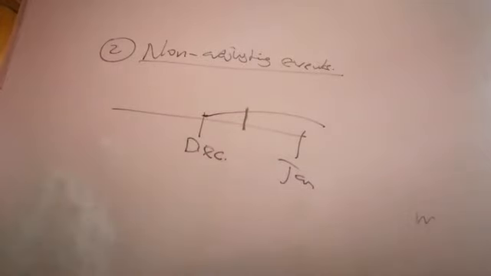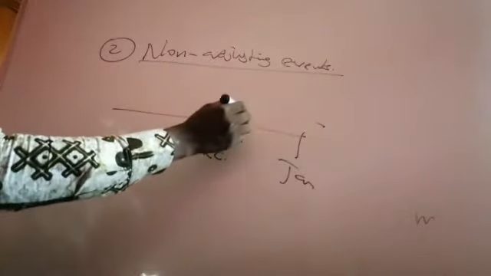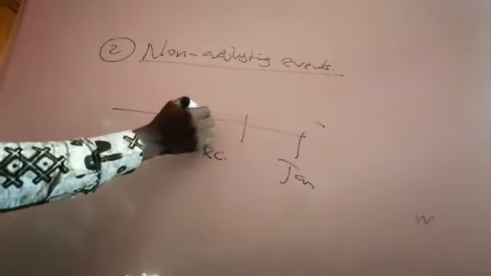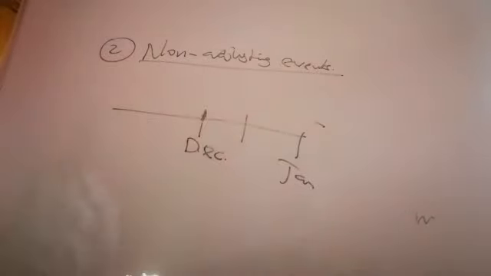Non-adjusting. That one is adjusting. This one is a non-adjusting event. Let me take it again. With the adjusting event, it will occur after the year end, yeah, but there will be some evidence. It will provide evidence that it exists before the year end.